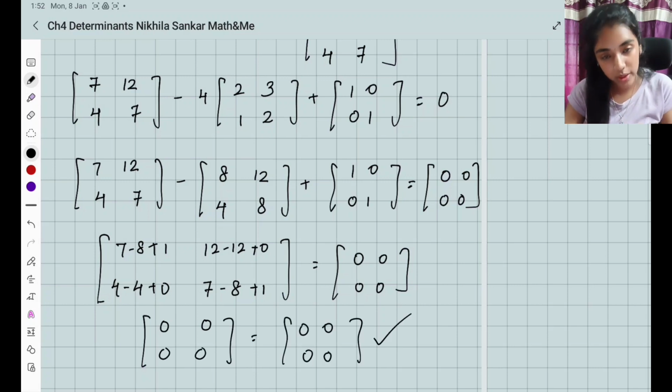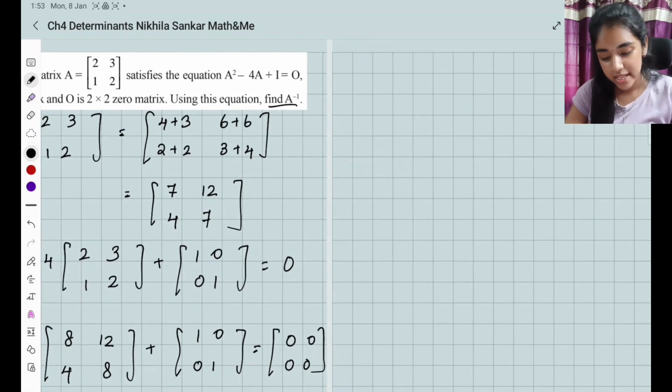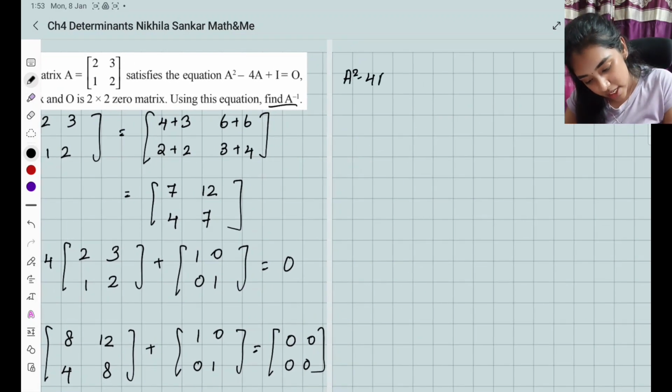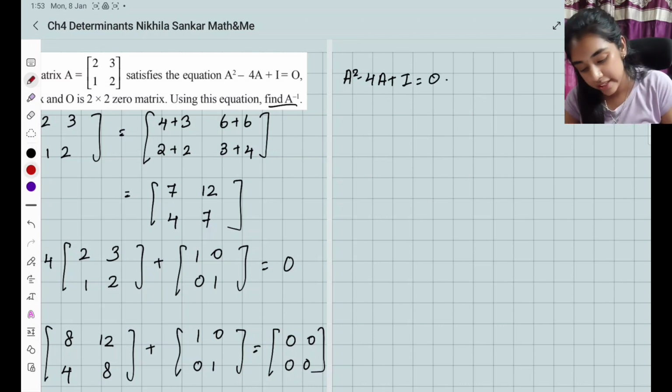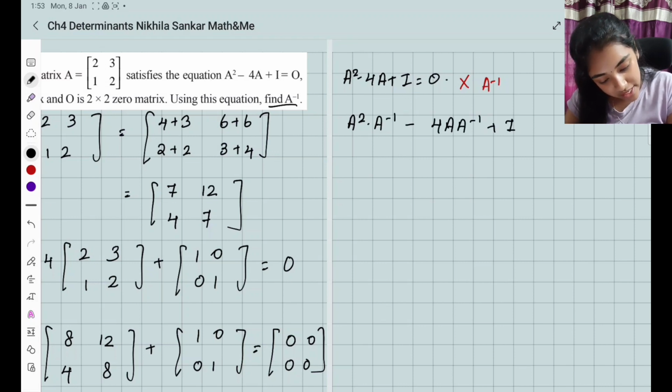So hence proved. Now the first part is proved. Next, what are they asking? Using the equation, find A inverse. So how are we going to find A inverse from this? I have A square minus 4A plus I equals a 0 matrix. Now how do you find the inverse? In the equation we need A inverse. So I'm going to multiply the whole equation by A inverse. So I have A square times A inverse minus 4A into A inverse plus I times A inverse equals a 0 matrix.